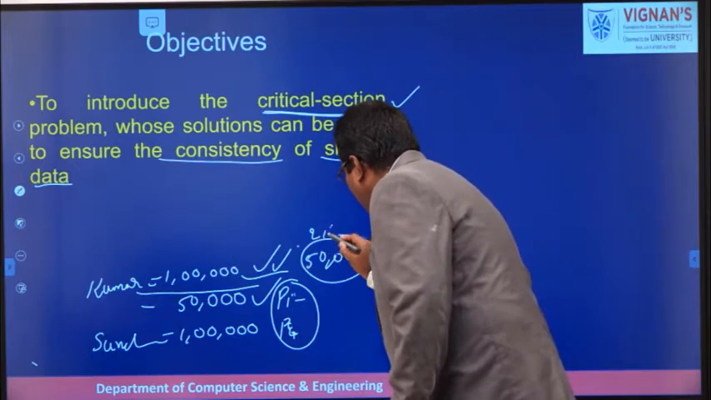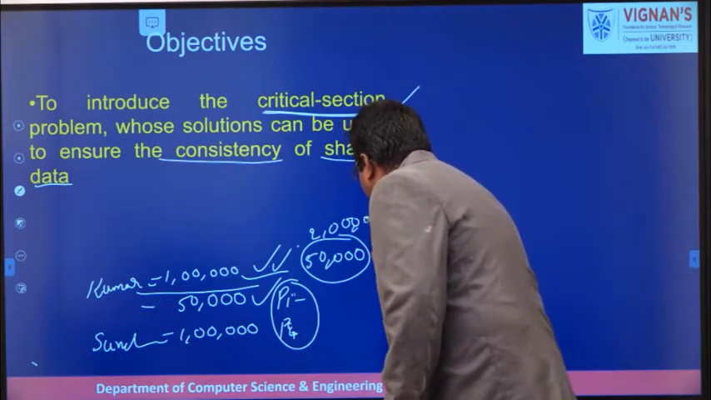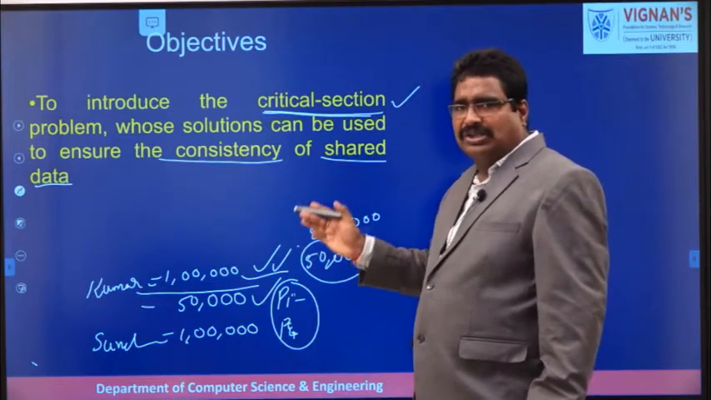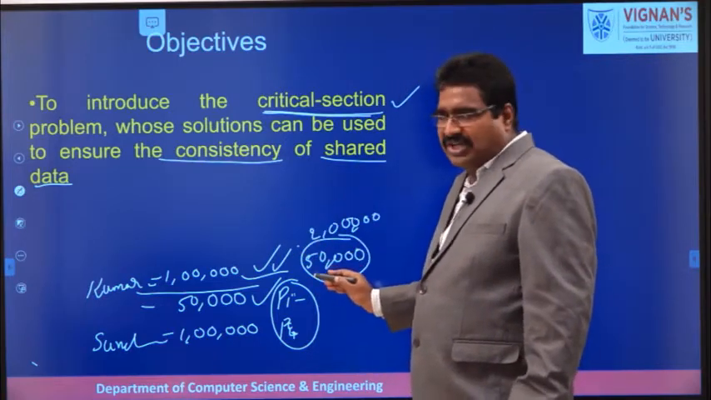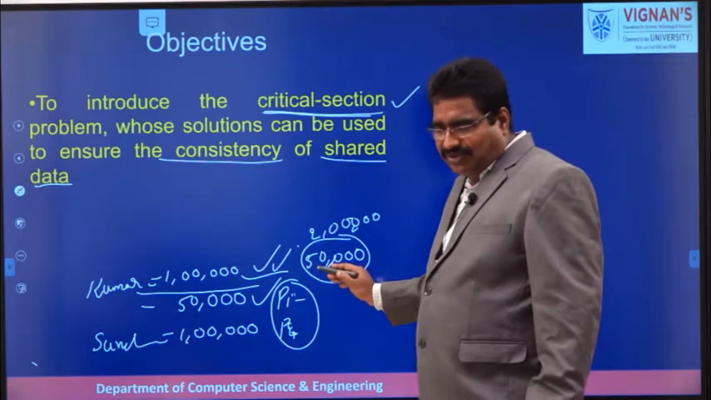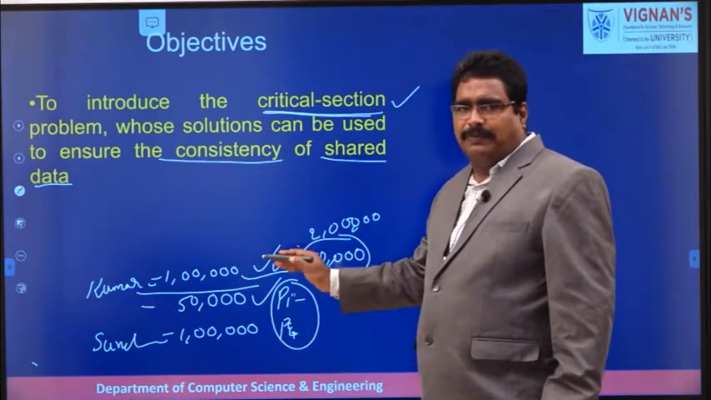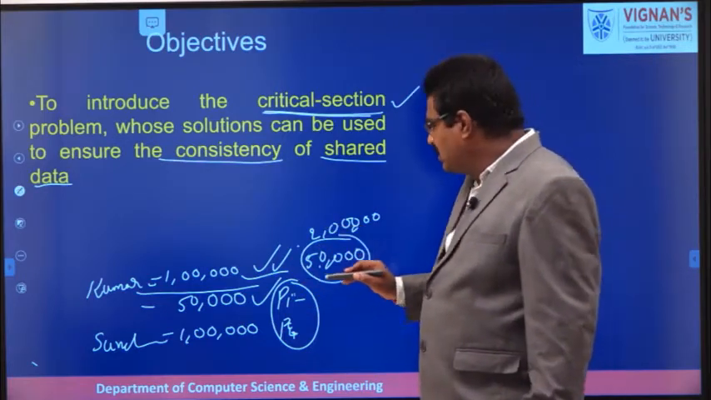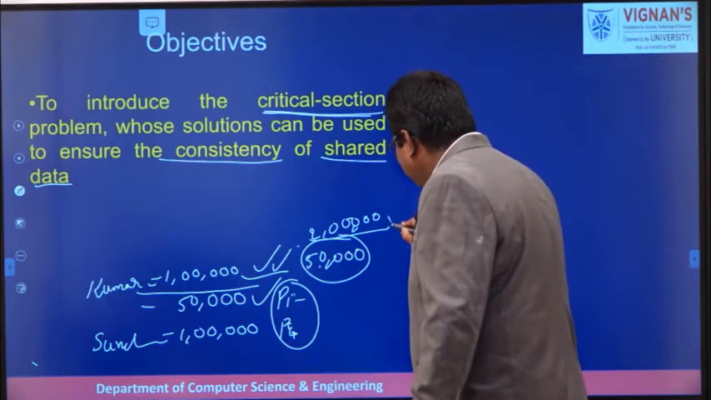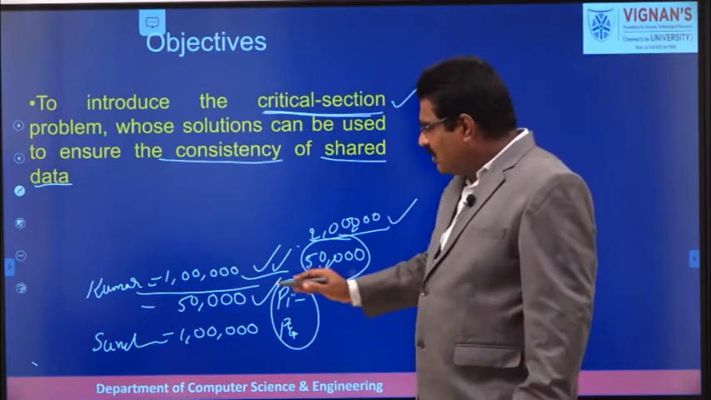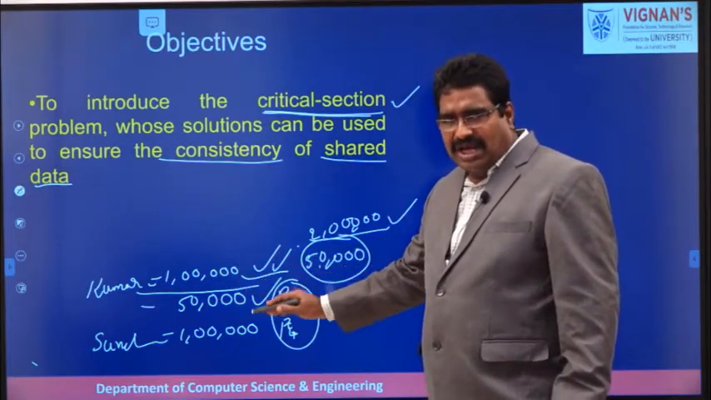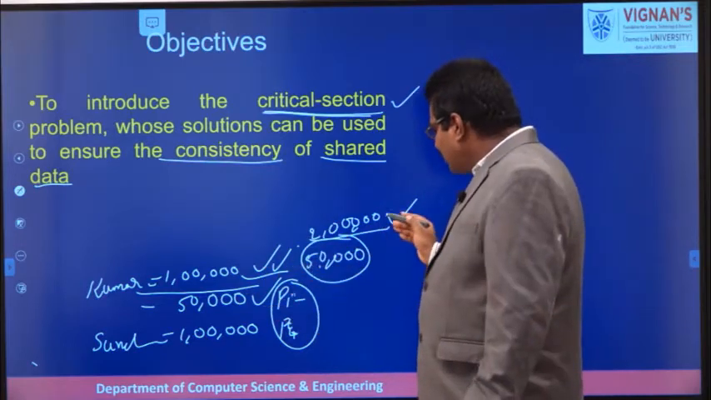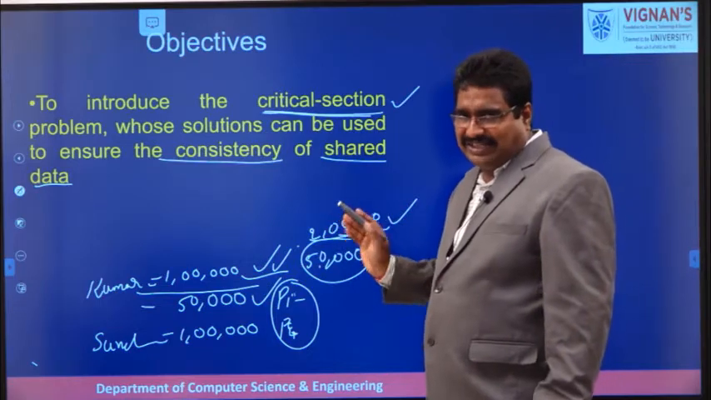For example, if you assume that P1 is completed first, that is, the transfer from the Kumar account to the merchant account is completed first, it is replaced with 50,000. Later, Sunil's amount is deposited to the Kumar account, and 2 lakhs is replaced in the place of 50,000, so he gets 2 lakhs rupees. It is an incorrect result. The reason is we need to deduct 50,000 from 1 lakh and 1 lakh is to be added. The result must be 1 lakh 50,000, but Kumar gets 2 lakhs. It is the incorrect value.